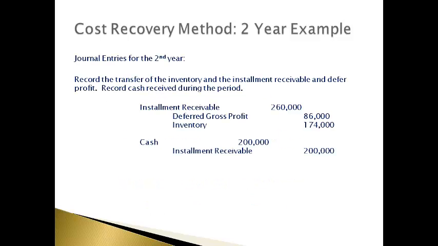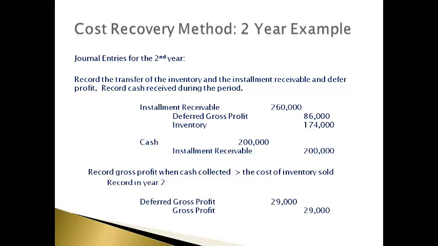For the second year, the transfer of inventory in exchange for the receivable is recorded, and the gross profit is deferred at the time of the sale. Cash received reduces the installment receivable. The amount of cash received that is greater than the cost of goods sold is reported as gross profit.